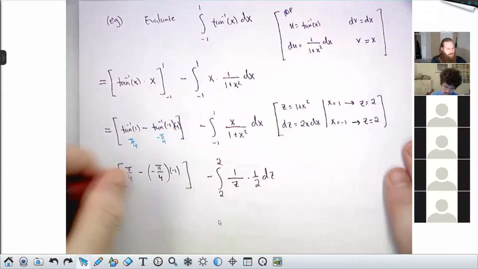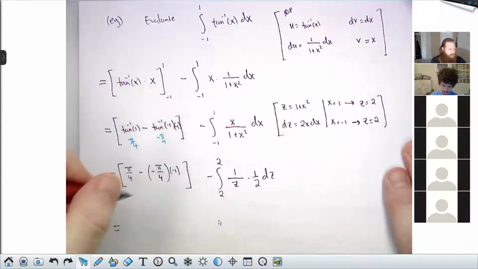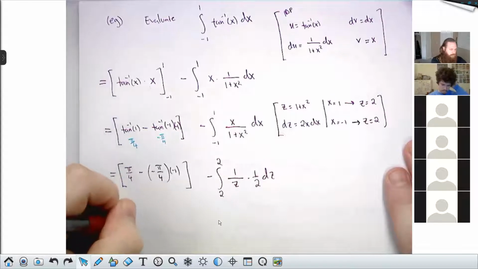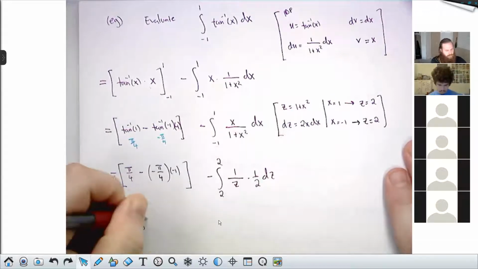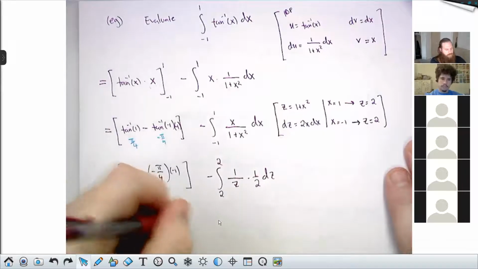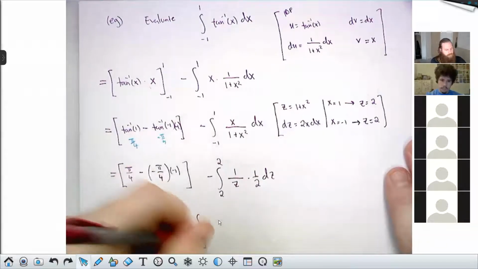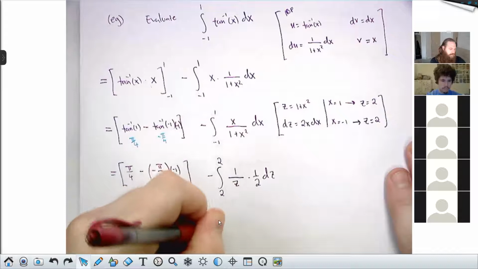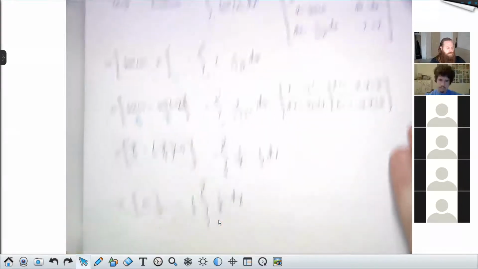So up front, I've got pi over 4 minus negative pi over 4. That's 0 minus 1/2 integral from 2 to 2 of 1 over z dz.